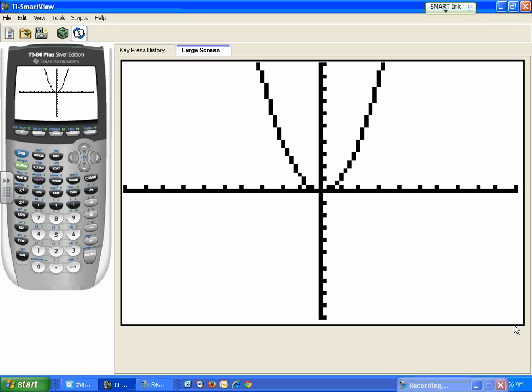Looks different than what we've been doing. Maybe because it's a parabola. Think about what it means with x squared. It means that every number you pick for x.